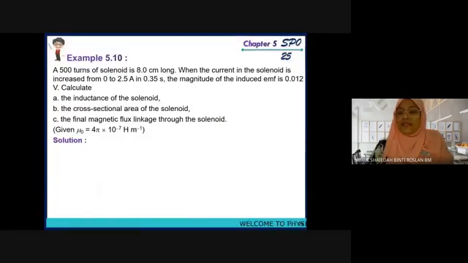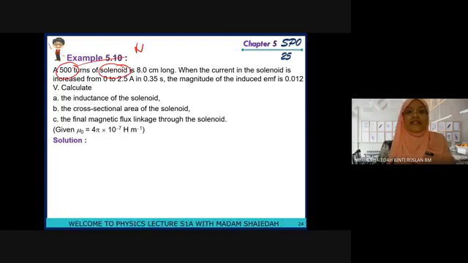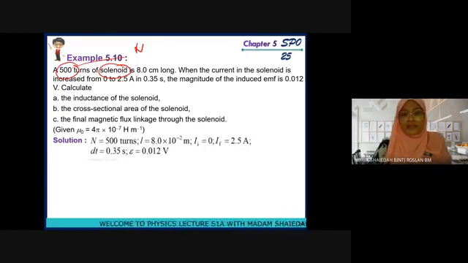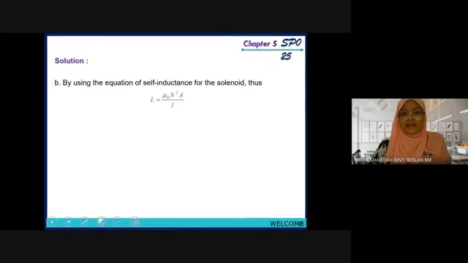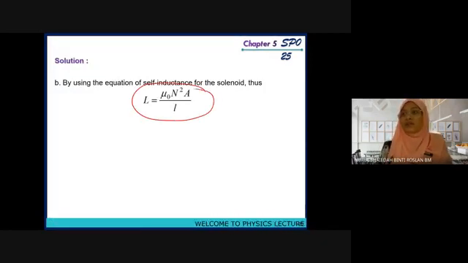Okay, in the exam, you don't have to memorize all the equations, but you just have to know which equation you need to use. For example, let's say here we have 500 turns, N. It is a solenoid, so you just use the solenoid formula. What is the solenoid formula? On the formula sheet, you have one solenoid formula, L equals mu naught N squared A over L. So make sure you use this one, and don't use the coil one.